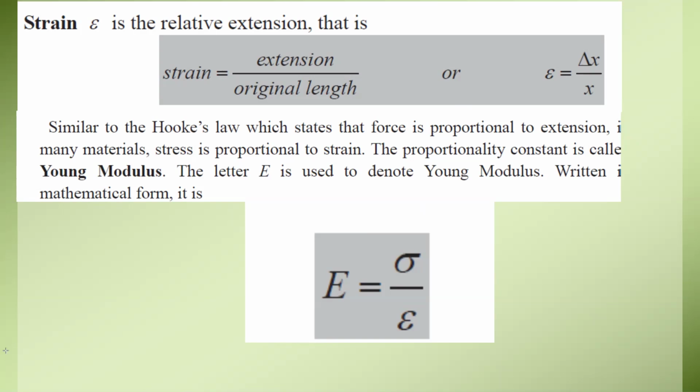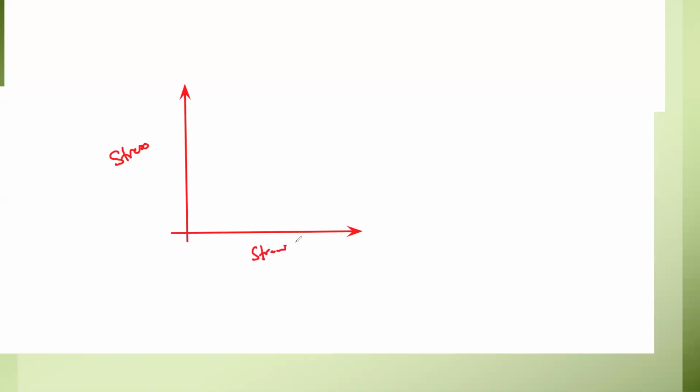Then if we sketch a graph for stress and strain, on the y-axis we have stress, and on the x-axis we have strain. So when we sketch a graph, as we know, stress is directly proportional to strain. So there must be a straight line which is passing through the origin. The last point where the stress is directly proportional to strain, we call that the limit of proportionality.